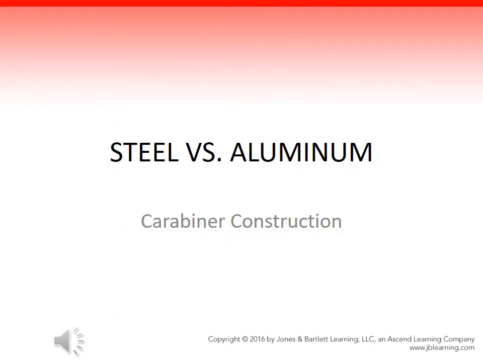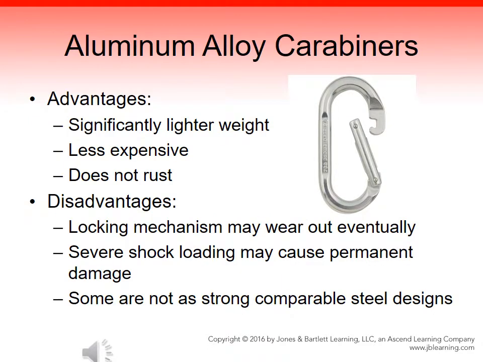Steel versus aluminum. Carabiner construction. Advantages of aluminum alloy are it is significantly lighter weight, it's less expensive than steel, and it doesn't rust. The disadvantages of aluminum are that the locking mechanism on some aluminum designs eventually may wear out, severe shock loading may cause permanent damage, and some aluminum carabiners are not as strong as comparable steel designs.